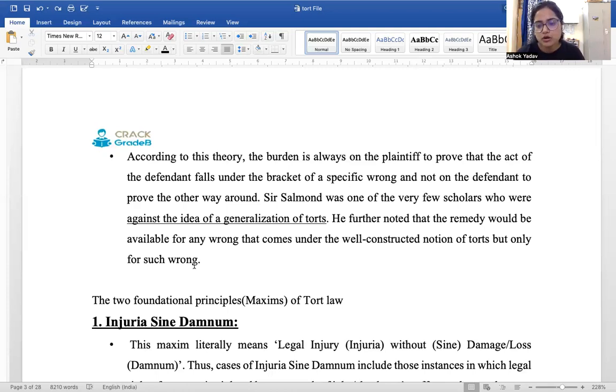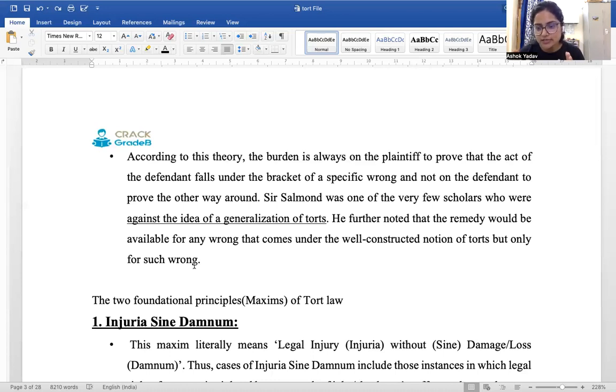So according to Salmond, in this universe, we will be creating some pigeonholes. Like suppose this is the box, and specific holes will be put in that box. So what will happen if a wrong is committed and that wrong has a specific name? It will fit into that hole, then that tort will be made punishable. If it does not have a specific name, then it cannot fit in that hole, and it will not be made punishable in that case.